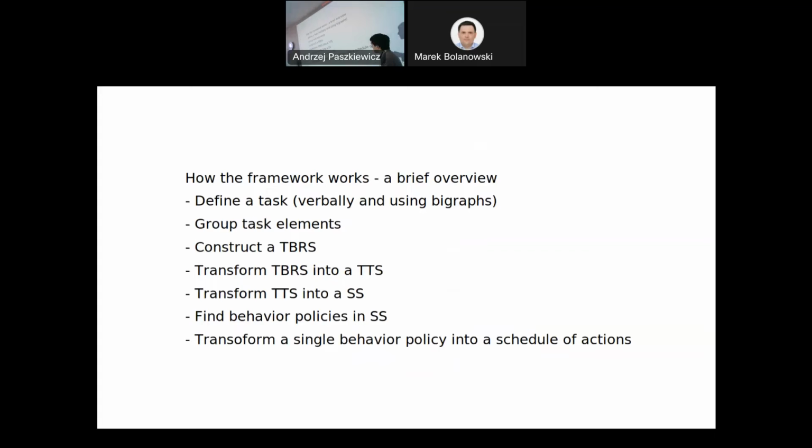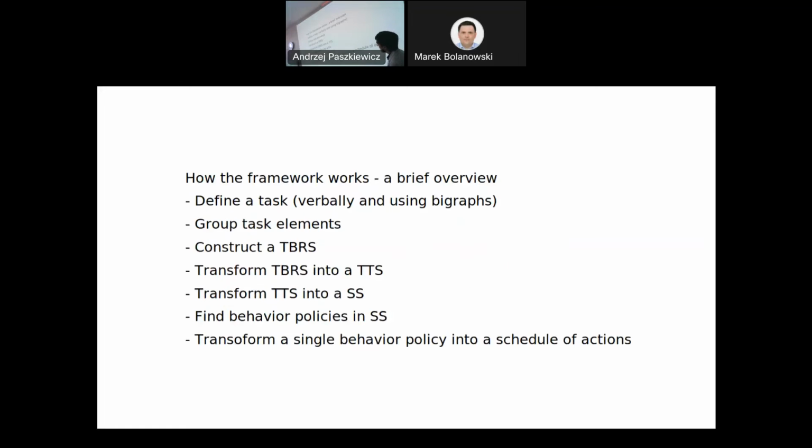Okay, this is a very brief overview of our framework. I will try to briefly talk about each of the stages. I would like to emphasize that after the second stage, grouping task elements, we can leave the procedure of designing the behavior to specialized tools. We have also developed a proof of concept set of software to demonstrate it.